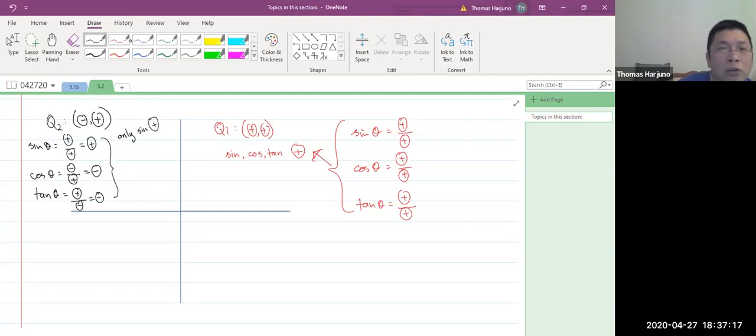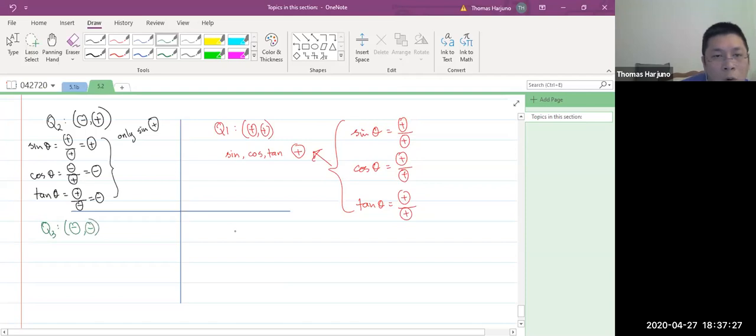Now, I would like you to try to do the analysis for quadrant 3 and quadrant 4. In quadrant 3, both x and y are negative. In quadrant 4, the x is positive, yet the y is negative. Let me give you 1 minute for that.